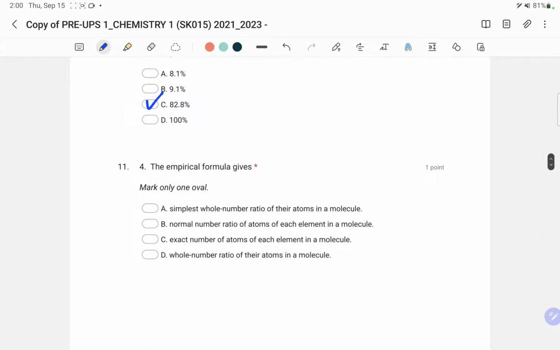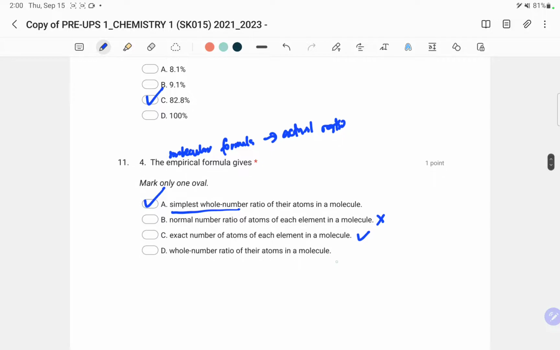Then, the empirical formula, empirical adalah simplest ratio. So, automatic the answer is A. So, if the question asks the molecular formula, okay, molecular formula refer to the actual ratio. So, the answer will be C lah, which is the exact number of atoms of each element in a molecule. Okay, the normal number ratio ni tak ada kaitan. Whole number ratio ni pun tak ada kaitan.